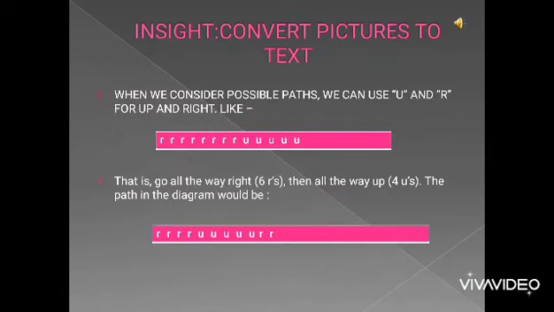Insight: converting pictures to text. When we consider possible paths, we can use U and R for up and right, like 6 R's and 4 U's. That is, go all the way right, 6 R's, then all the way up, 4 U's. The path in the diagram would be 4 R's, 4 U's and 2 R's.